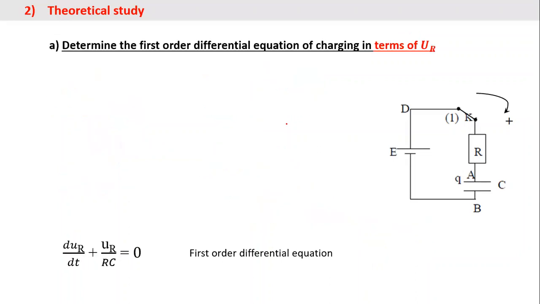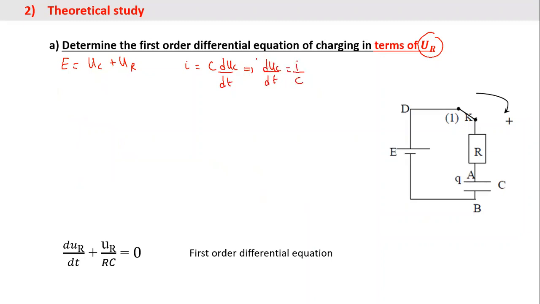We still have the differential equation, but in terms of UR. Since I is changing, this also means UR is changing. So how is it changing? We have E equal UC plus UR. Same thing here. I want UR, so I'll leave it, but I don't want UC. So we know that I is equal to C duC by dt. This means that duC by dt is equal to I over C.